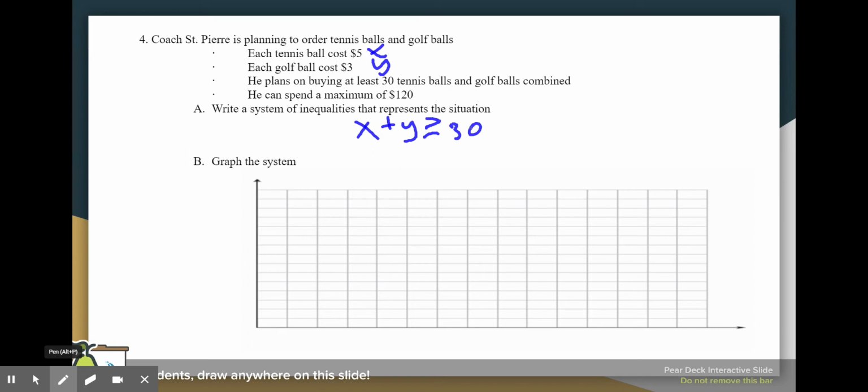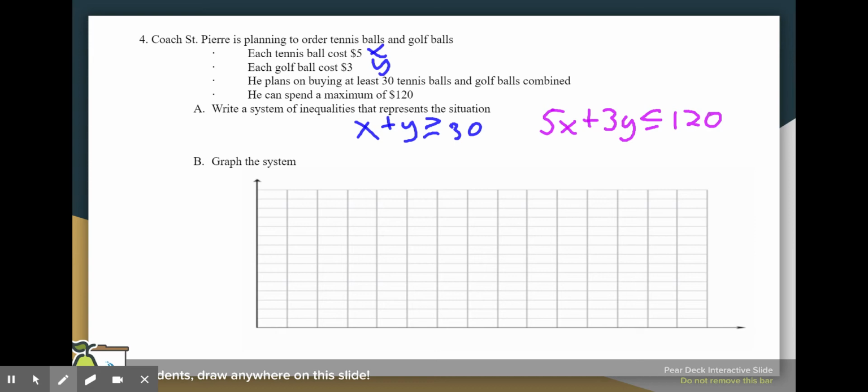So the next part says that is the cost. Well, I don't know how many tennis balls I'm going to buy, but I know that they're $5 each. So that's 5X plus, I don't know how many golf balls I'm going to buy, but I know that it's $3 each. That's 3Y. And he can only spend $120. So he has to spend either less than $120, or $120. So there's our two inequalities in the system.